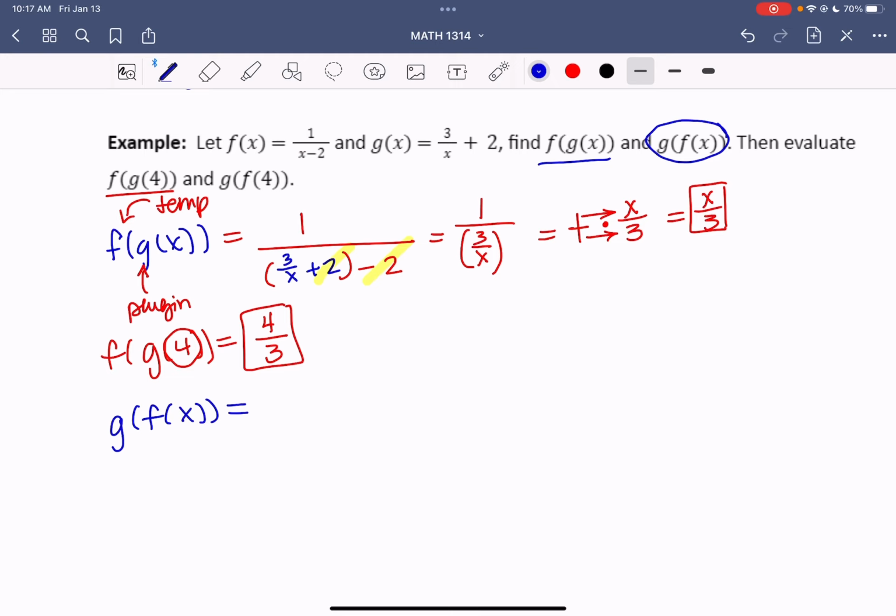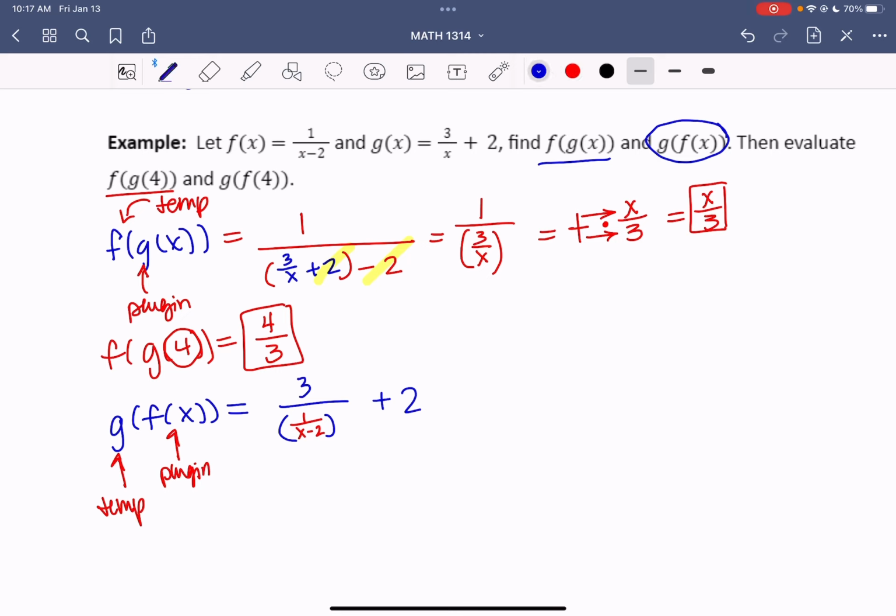So I'm going to start with g. Remember, G is your template. And so I'm going to say, okay, well, if G is my template, that gives me 3 over something plus 2. And then F is the plug-in. And so I'm going to take my F equation, and that's 1 over x minus 2. Now again, that's my raw composition. I do need to clean that up.